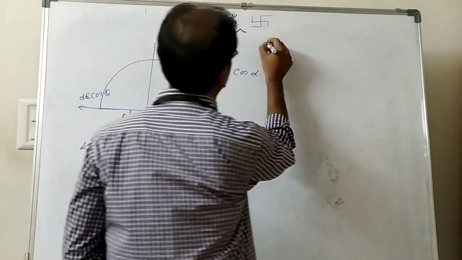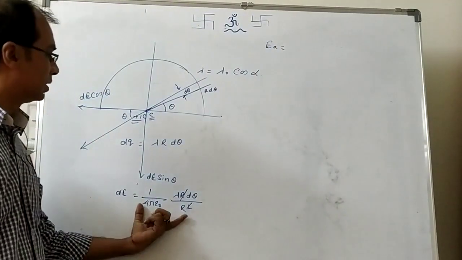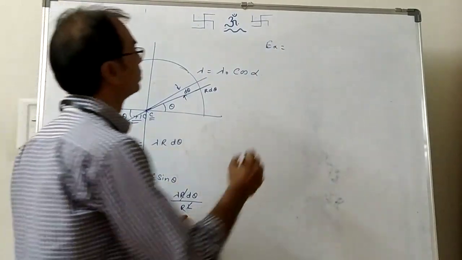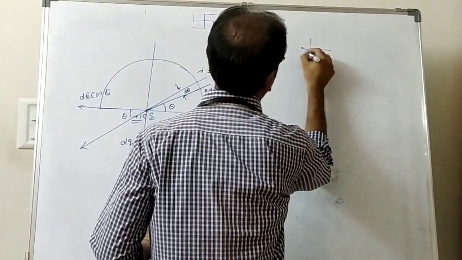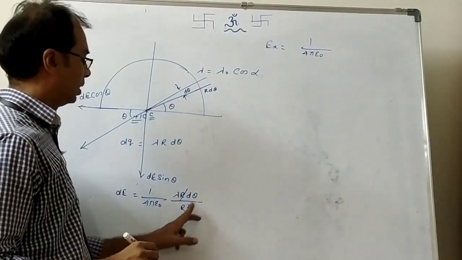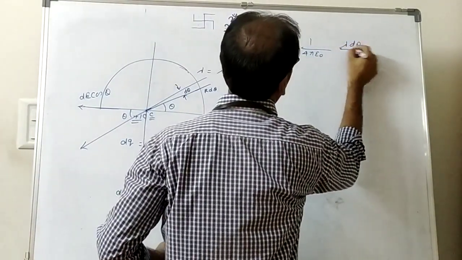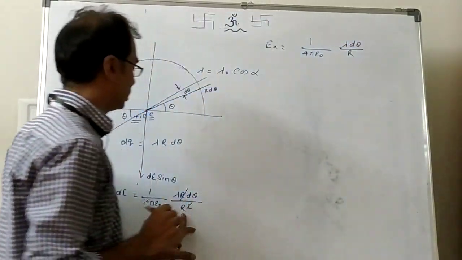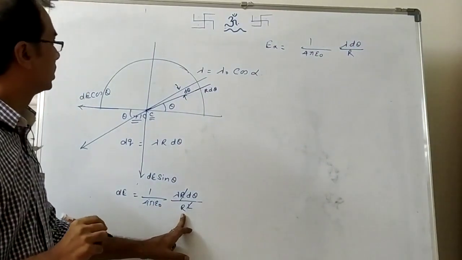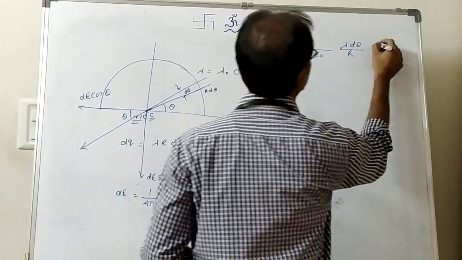So along x-axis we know that it's dE cos theta, and dE is this value. So I'm putting it directly 1 by 4 pi epsilon naught, lambda d theta by r. Okay, that's dE value. But along x-axis what is acting? dE cos theta. So cos theta here.